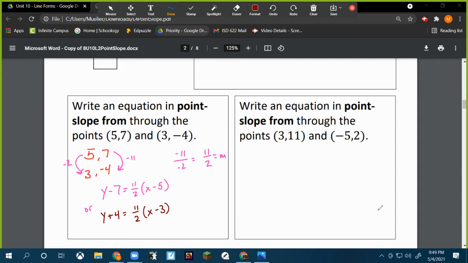Pretty easy. Let's see if you can pause the video, work through this one, find your slope, exact same way that we did here. Write an equation, pick one or the other. You don't have to write both.